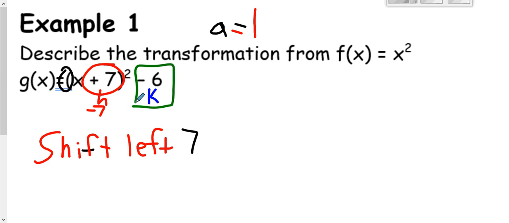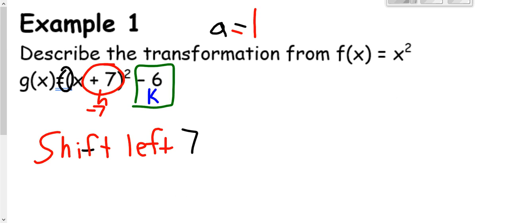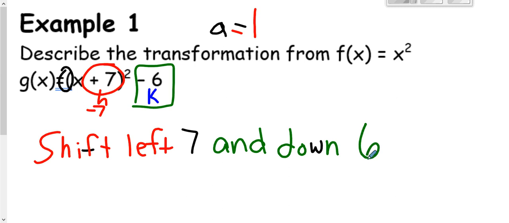And then what about our k value? What kind of transformation does that k value make? Well, if you look back, k value is always a vertical shift, and it doesn't lie to you, right? So if this says -6, are we moving up or down? It's negative, so we're moving down. So we're just going to add and down 6. And again, I have no idea why the colors keep changing. Sorry about that.